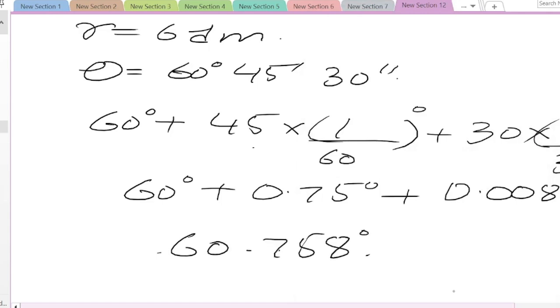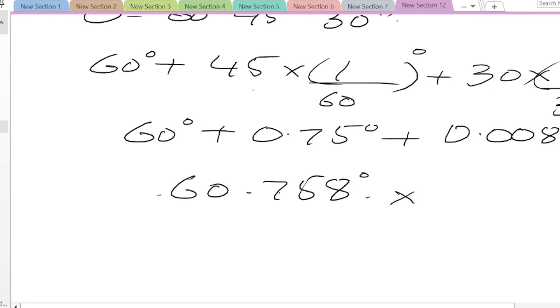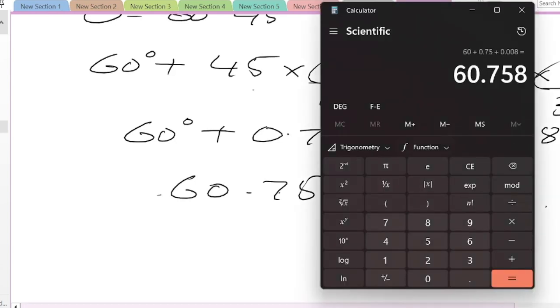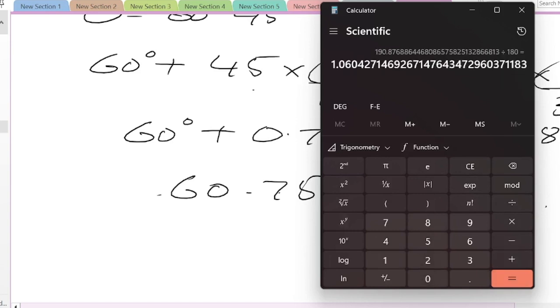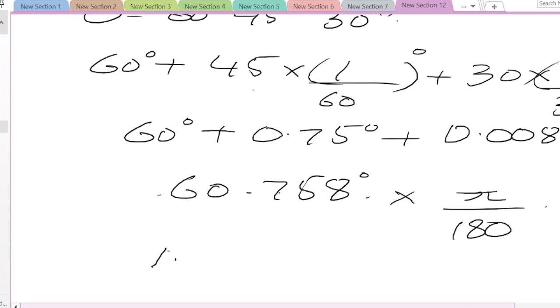60.758 degree. Now this will be multiplied with what? It will be multiplied by pi over 180 to convert this into radian. So we can write this value, multiply the value with pi, and then divide that with 180. So we get 1.060. So 1.060 radian is equal to what? This is equal to our theta.